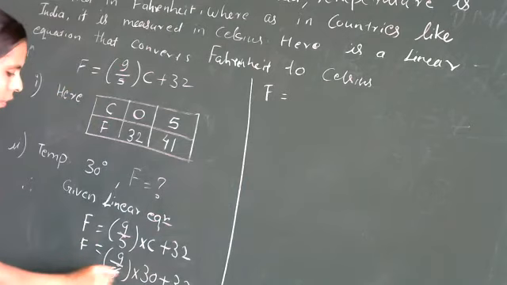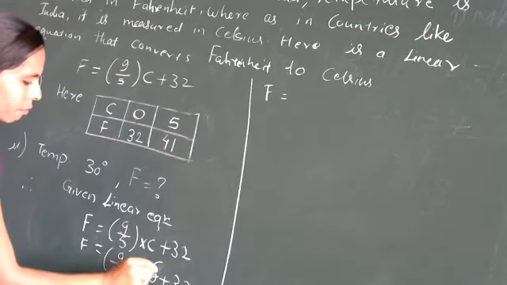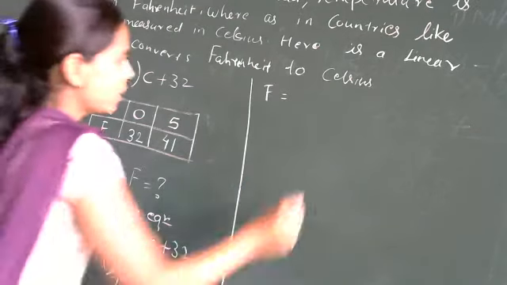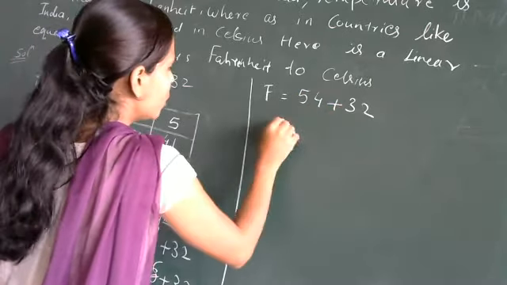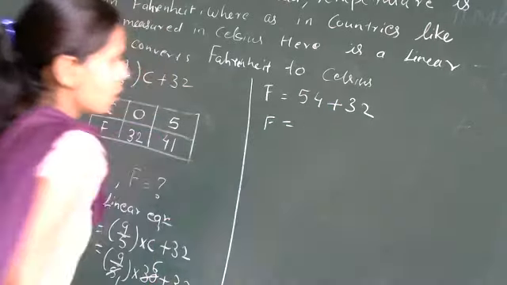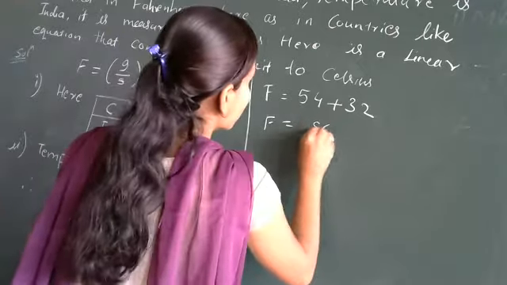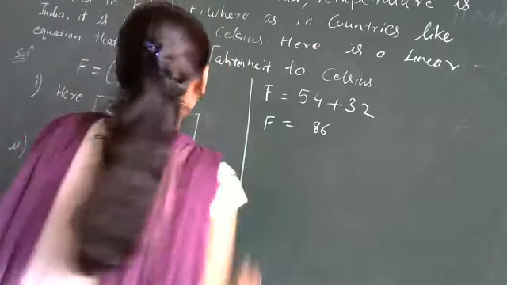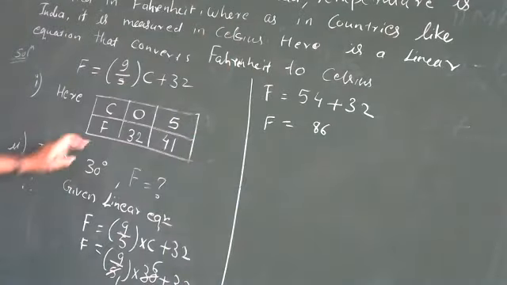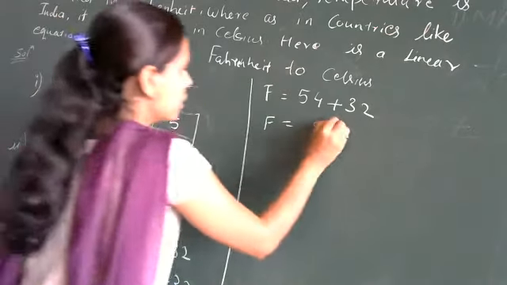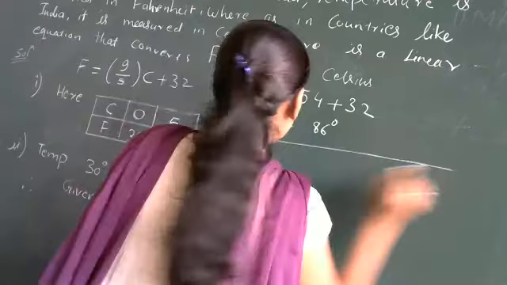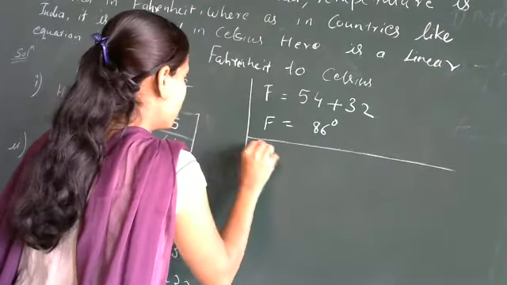5 will get cancelled with this. 5 is the 5. 5, 6 is the 30. 6, 9 is the 54 plus 32. How much? So, when we are having a temperature in Celsius as 30 degree, it is in Fahrenheit how much? 86 degree. So, this is the answer for the second question.